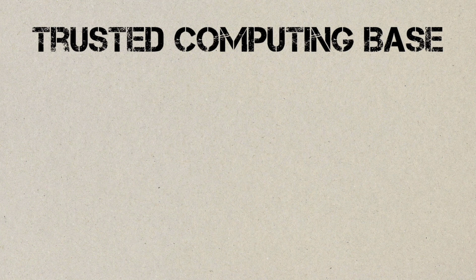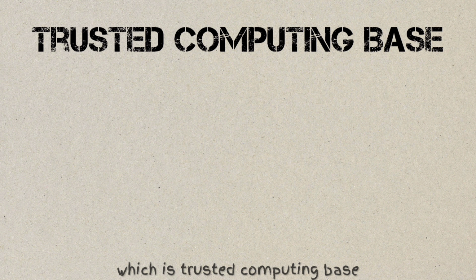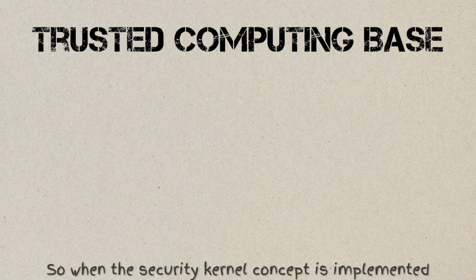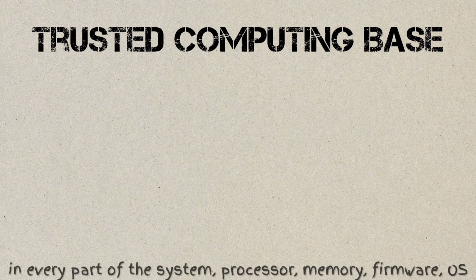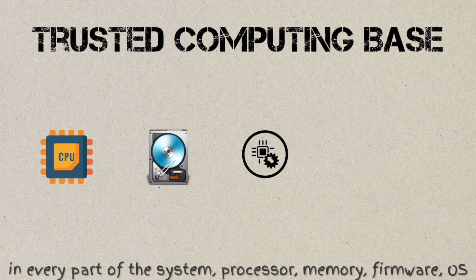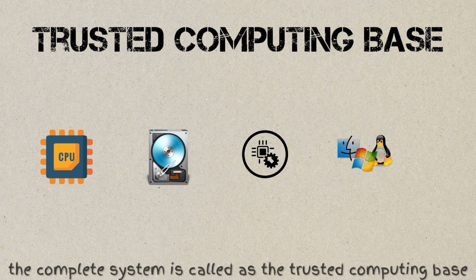Okay, now let's talk about the last topic, which is the trusted computing base. When the security kernel concept is implemented in every part of the system, processor, memory, firmware, OS, and system kernel, the complete system is called the trusted computing base.